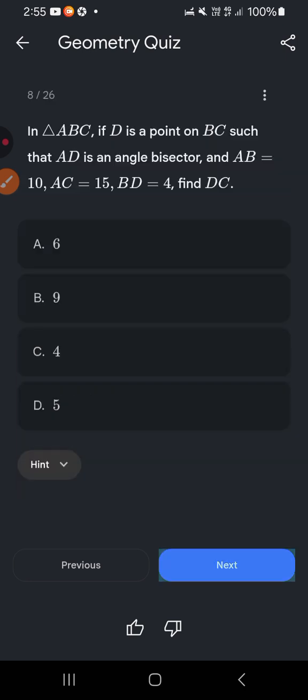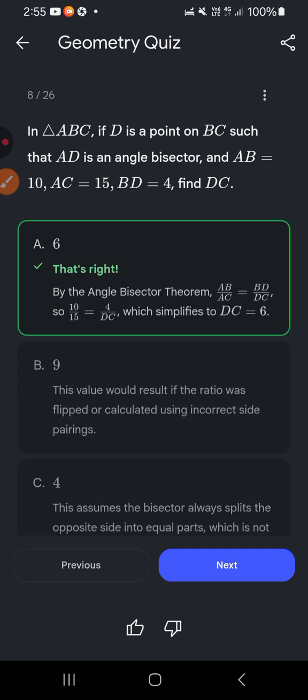In triangle ABC, if D is a point on BC such that AD is the angle bisector and AB is equal to 10, AC is equal to 15, BD is equal to 4, find DC. Correct answer A. By angle bisector theorem, AB upon AC is equal to BD upon DC. Therefore, arranging the equation, DC is equal to 6.